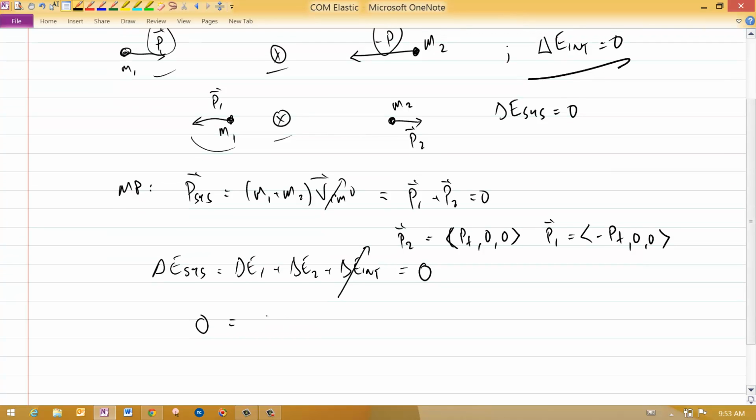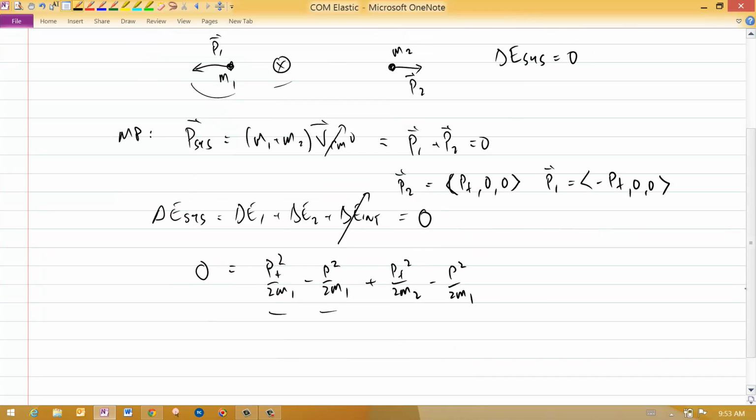So what I get is P final squared over 2m1 minus P squared over 2m1. That's the final and the initial for particle 1. And then I add P final squared over 2m2 minus P squared over 2m2. And that has to be equal to 0. The only unknown there is P final, so let's work on this a little bit.